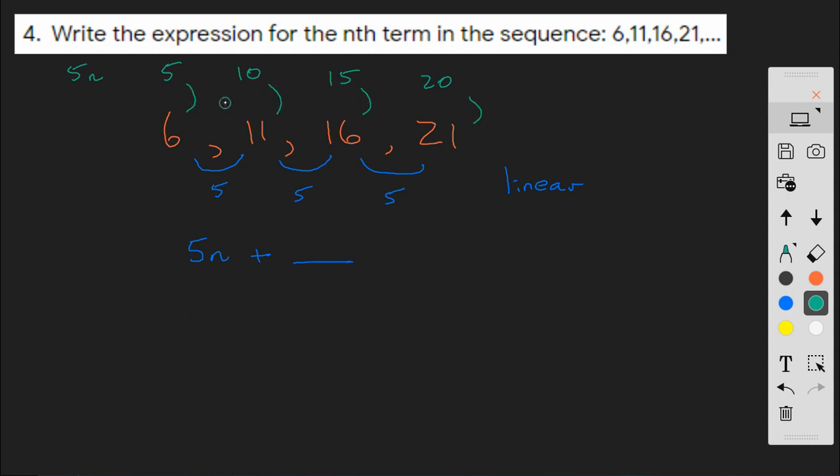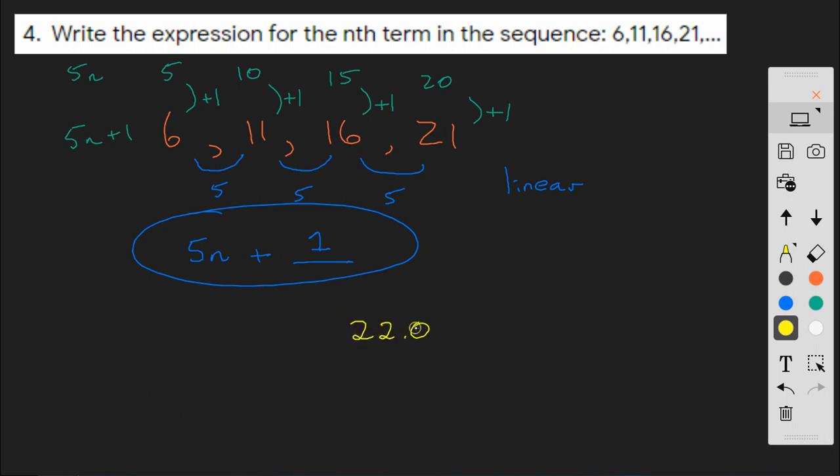Let's look at my sequence. In every instance, you can see that we are shifted up 1. So the sequence that I was given is 5n plus 1. And if you want to try out some more of those, have a go on Century and look for nugget 22.07.